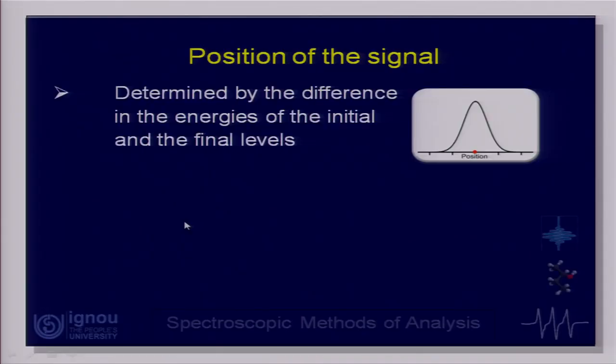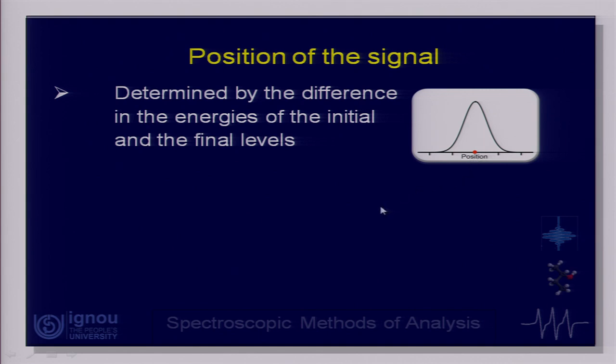Let's talk about these characteristics one by one now. Position, as I just mentioned, is determined by the difference in the energies of the initial and the final levels. So, we have a typical band here, and this red dot is indicative of the position. When we talk about the position, we don't talk about the start of the band or the middle of it. The position typically refers to the maximum. That means whatever the signal is, the maximum of that is characterized as its position.